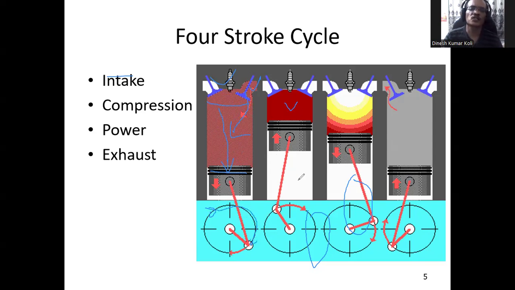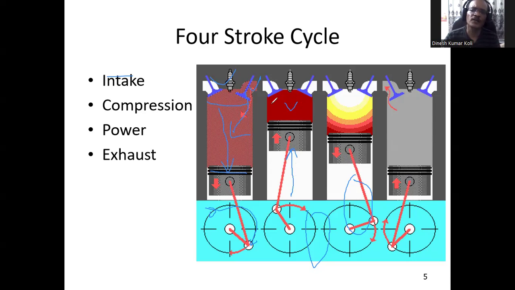In the second stroke, you will see the inlet valve will be closed. The outlet valve was already closed. So both valves are closed and the piston is moving from BDC to TDC. The air fuel mixture which has already entered will be compressed in this stroke.